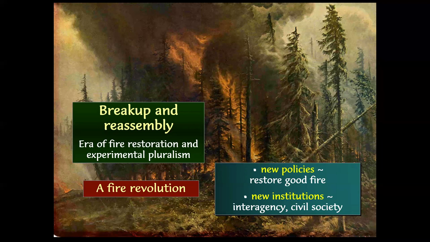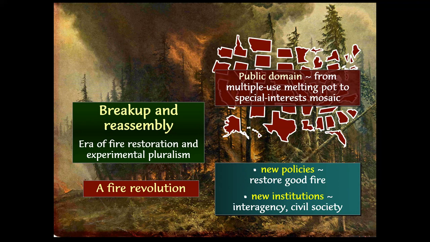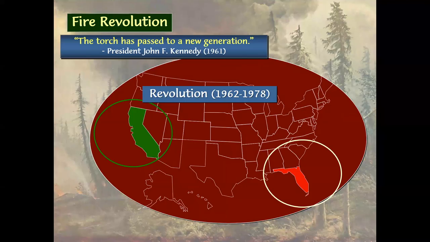Also, major changes in environmental thinking that will be reflected in the public domain will go from a kind of multiple-use melting pot to a special interest mosaic. And those agencies or institutions that have specific goals and targets will do fairly well. Those that try to integrate everything and have to balance competing needs are going to be in a hard way.